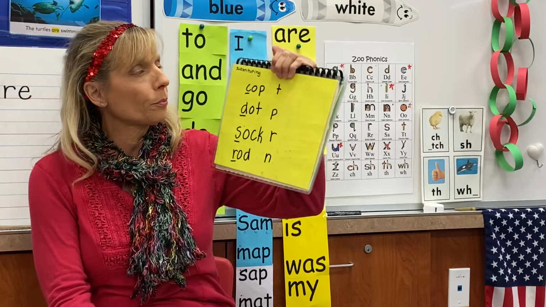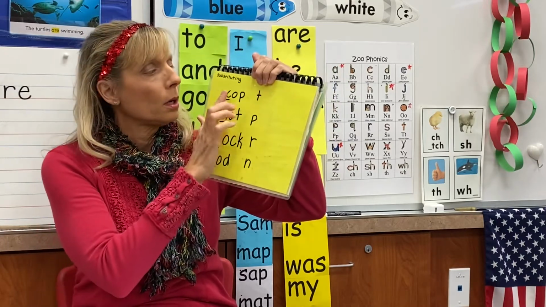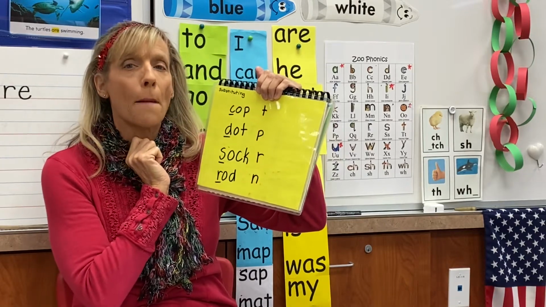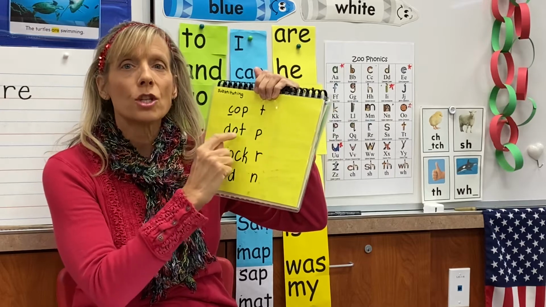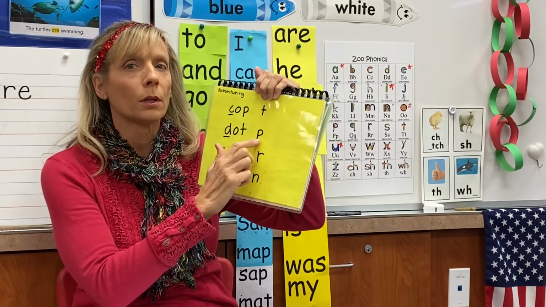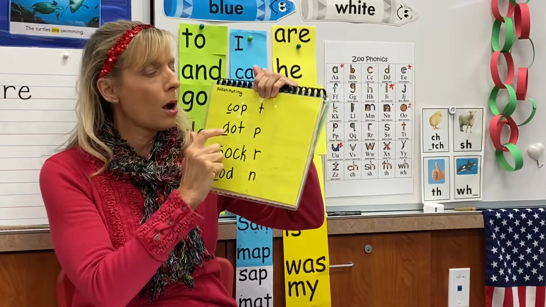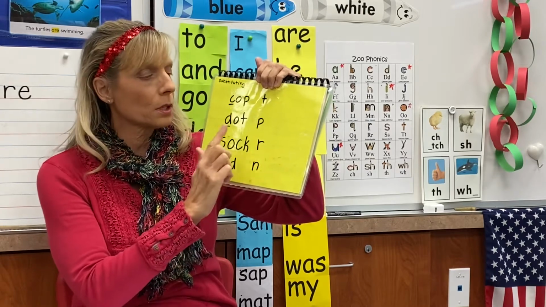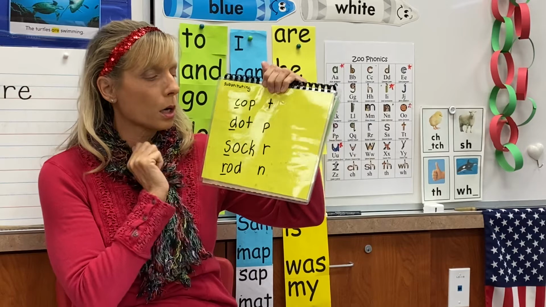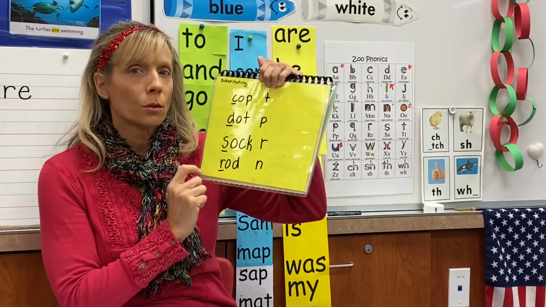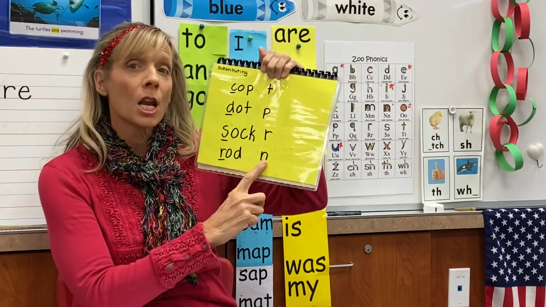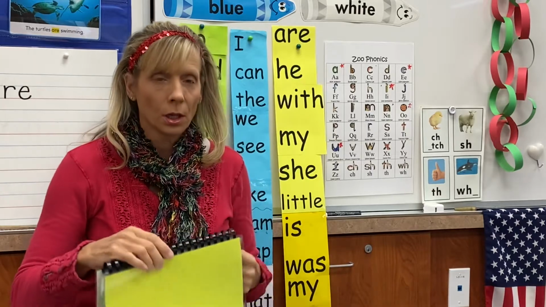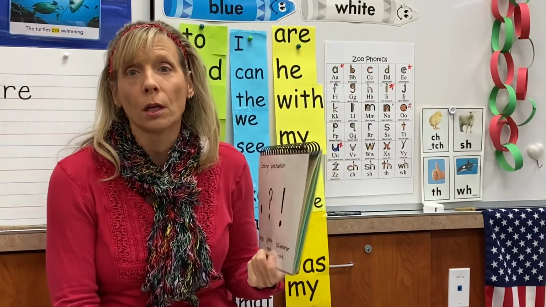Now, substituting. Say cop. Take off k and add t, and what do you have? Top. Say dot. Dot. Take off d and add p. What do you have? Pot. Say sock. Sock. Take off s and add r. What do you have? Rock. Say rod. Rod. Take off r and add n. What do you have? Nod. Very good. That's called substituting. And you're really making a rhyming word, aren't you, when you add a different consonant on the front?